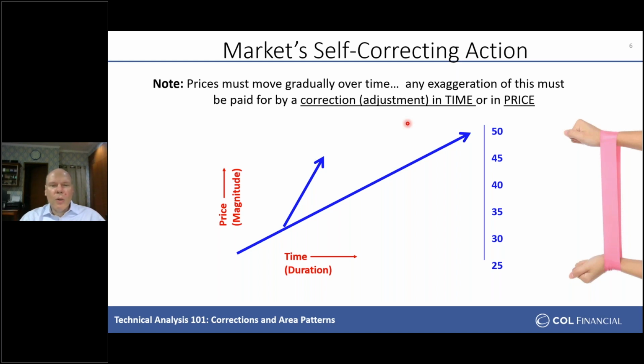So what will a correction look like? A correction will look like one of these two, or maybe a combination of these two movements. So there are two ways to fix an extended price.